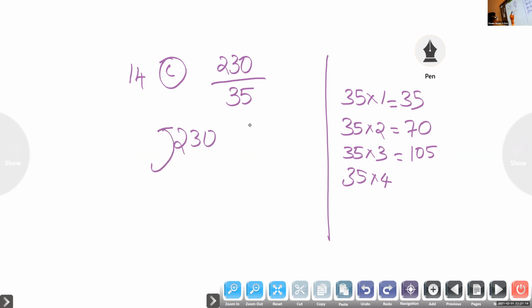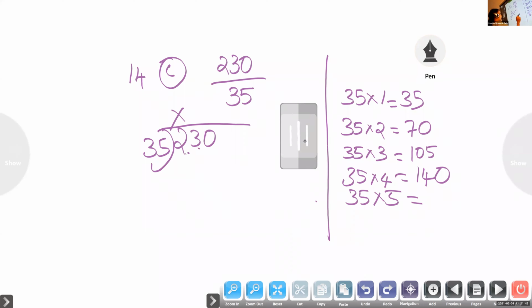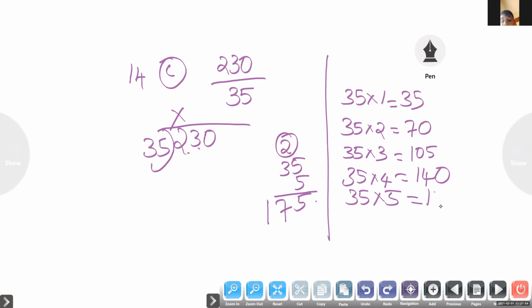230 divided by 35. 35 into 4. 5 4s are 20. 2 carry over. 4 3s are 12 plus 2. It's 140. Children, you have to write till 230 because here our dividend is 230. 35 times 5. 5 5s are 25. 5 3s are 15 plus 2. 175. What about the next one?